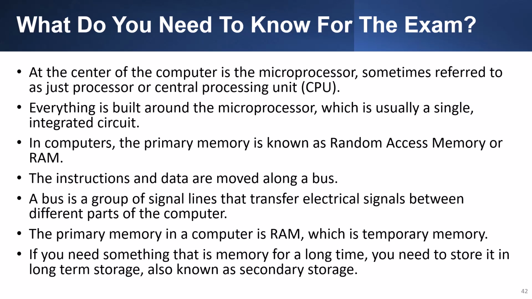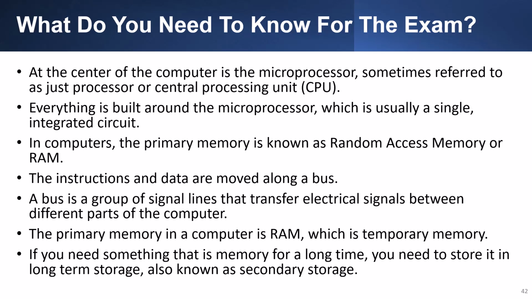In summary, at the center of the computer is the microprocessor, sometimes referred to as just processor or central processing unit or CPU. Everything is built around the microprocessor, which is usually a single integrated circuit. In computers, the primary memory is known as random access memory or RAM. The instructions and data are moved along a bus. A bus is a group of signal lines that transfer electrical signals between different parts of the computer.